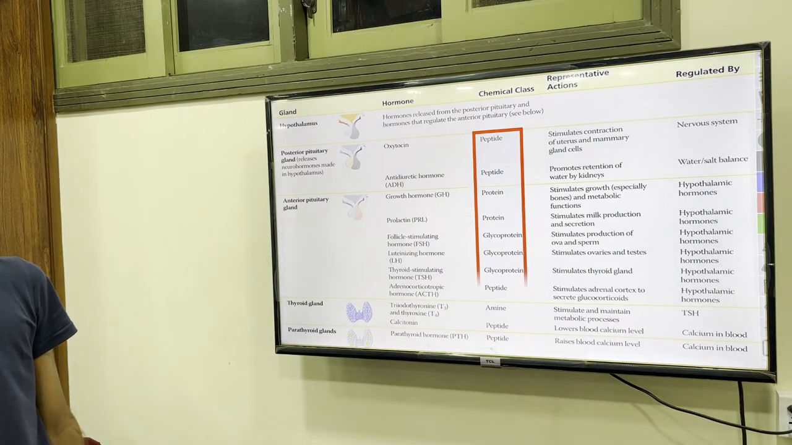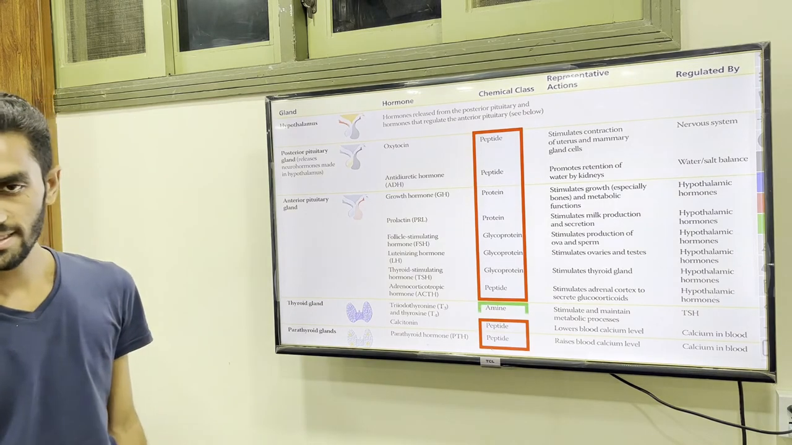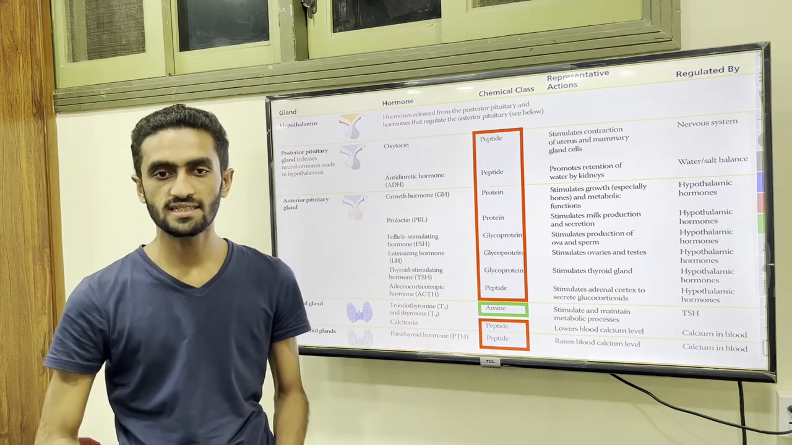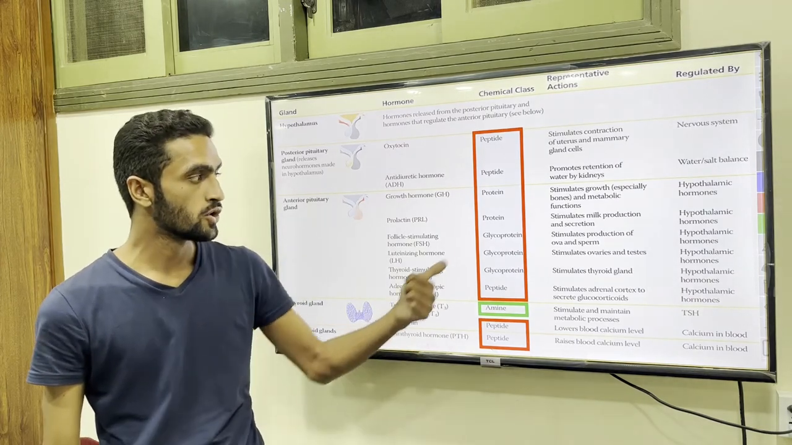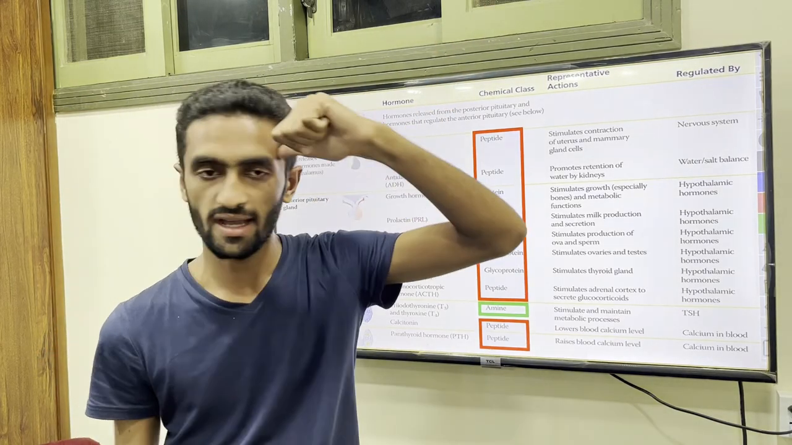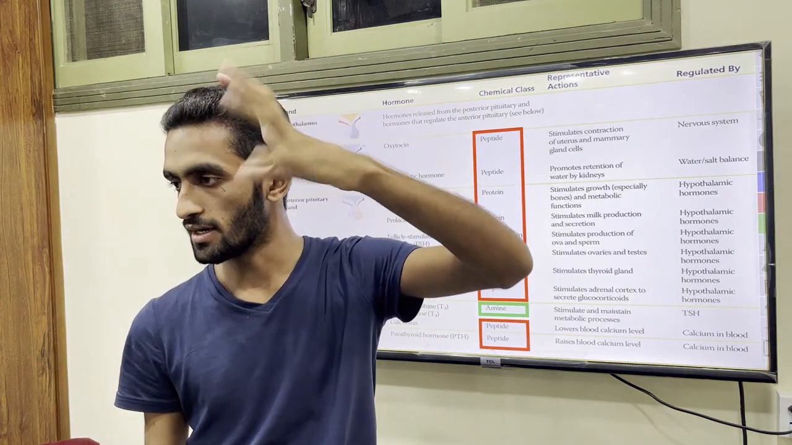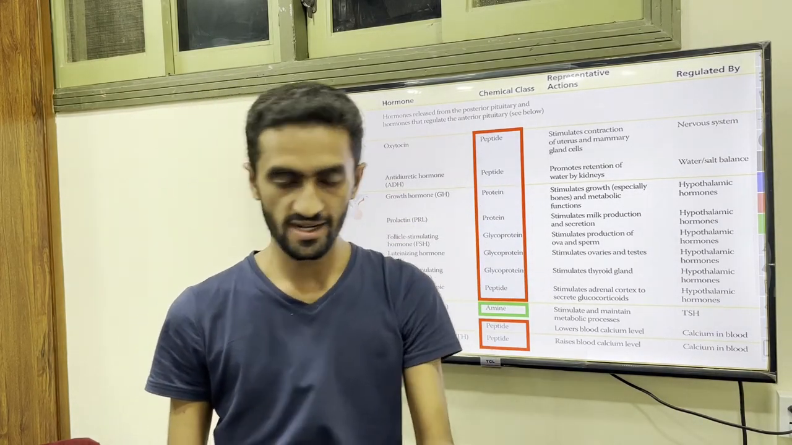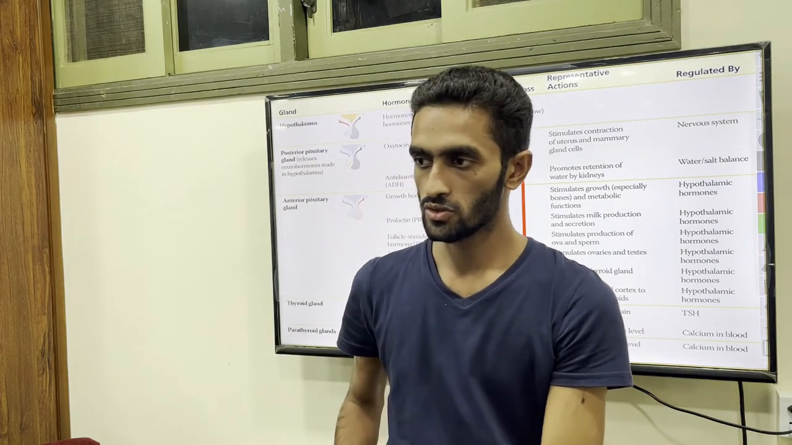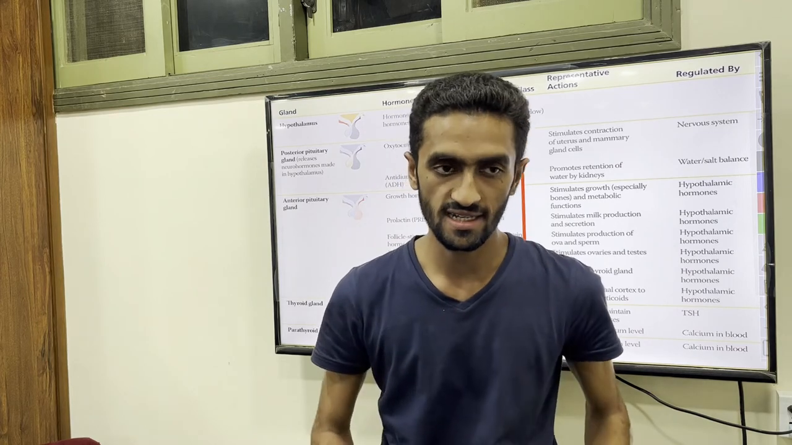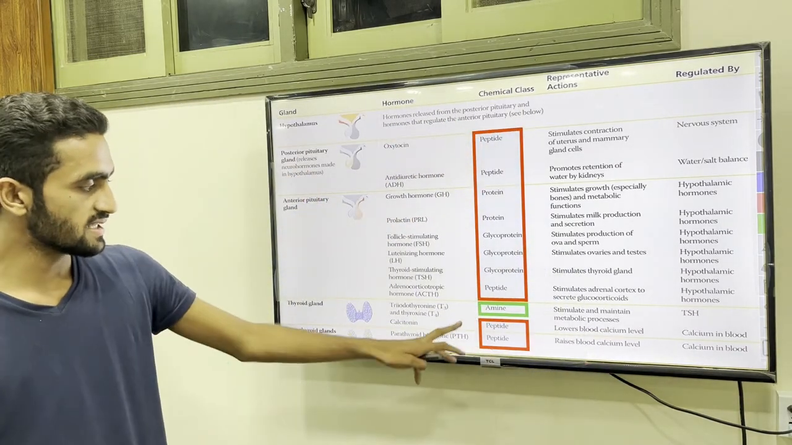The important thing in today's lecture is to identify the hormone and the nature of the hormone, its chemical type. The hormones of the pituitary and hypothalamus are peptide in nature. Steroid hormones come from target organs, for example the adrenal cortex. Testosterone, estrogen, progesterone are all steroid in nature.